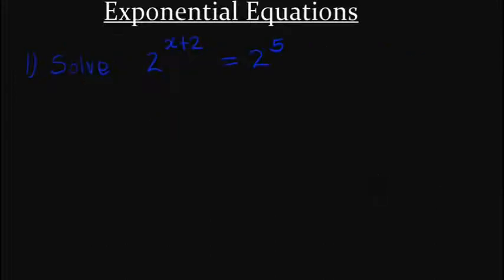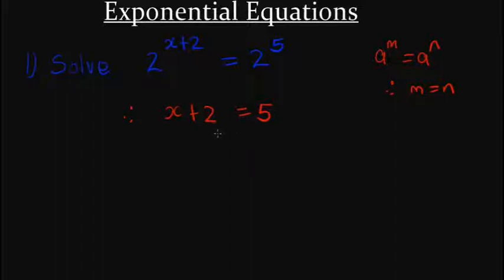For the first example, we want to solve this exponential equation here. So we realize that we have an unknown in the power. So remember that the fact says that when a to the m is equal to a to the n, then we can say that m is equal to n. So we realize that the base is the same. Therefore, we can equate the powers. So x plus 2 is equal to 5.